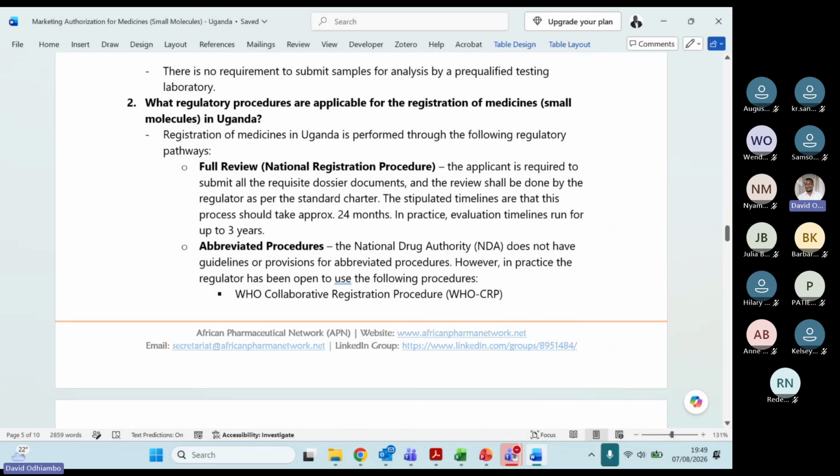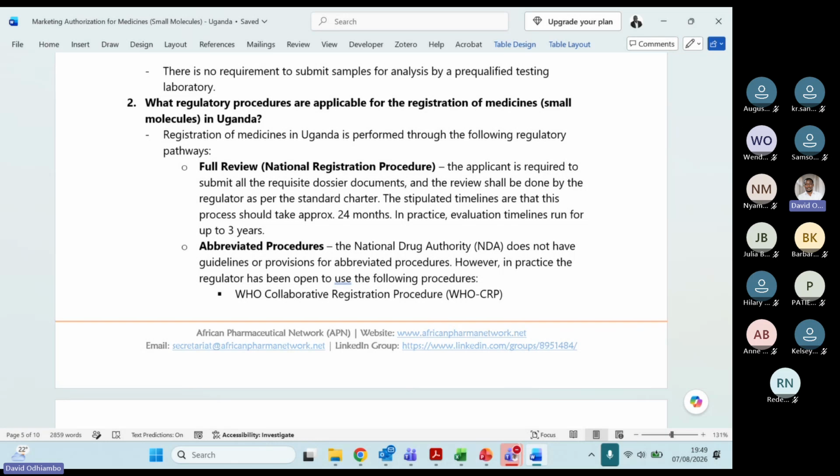Uganda does not request samples for analysis unless there is a specific need. At the moment, they do not request. And if they were to request analysis, normally it is after the product has been registered, conventionally, from my industry experience.